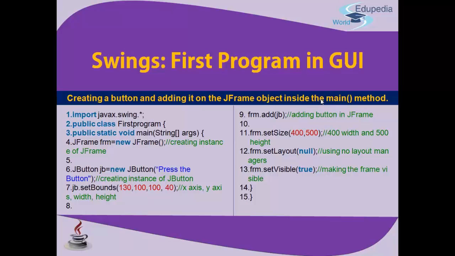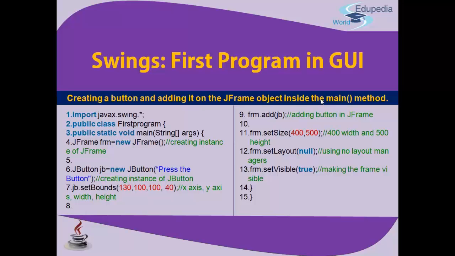Now frm.setLayout: as I explained, the layout means you are going to place the form in the center, left, right, top or bottom. Here we are not setting any layout, so on line number 12, frm.setLayout is set to null. Then moving on to line number 13, where frm.setVisible is going to be true.